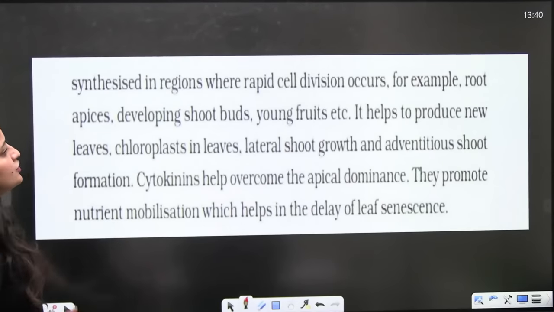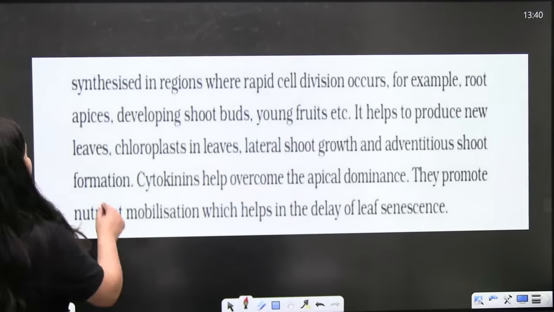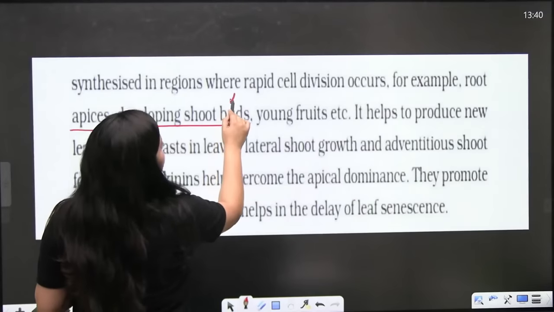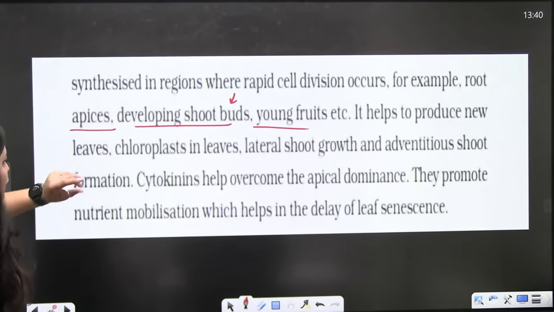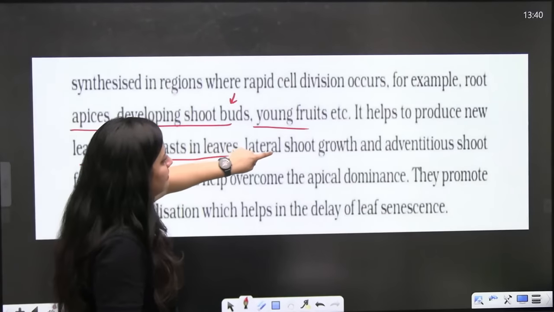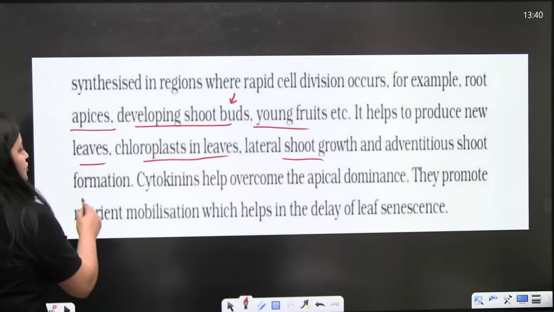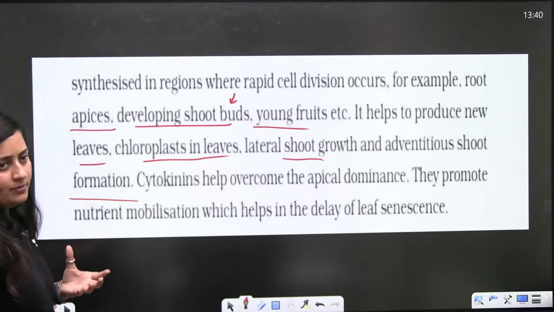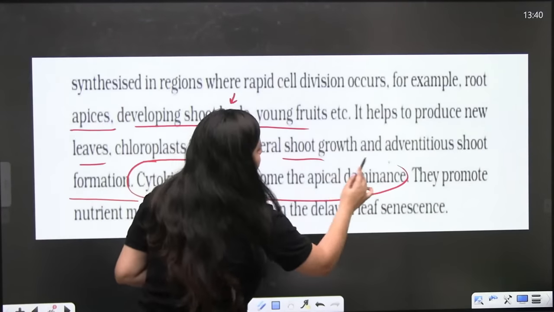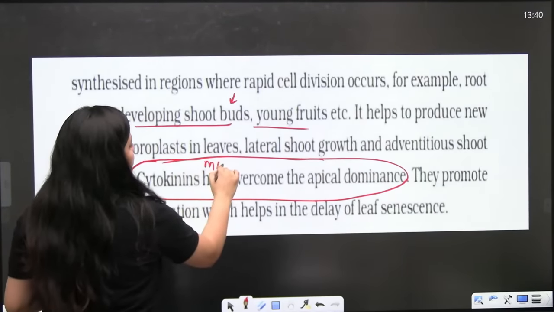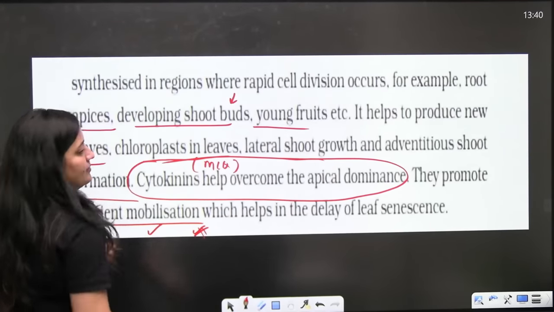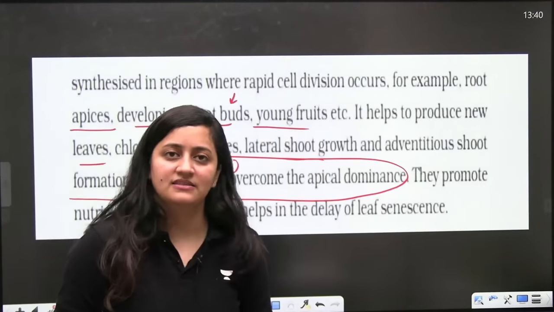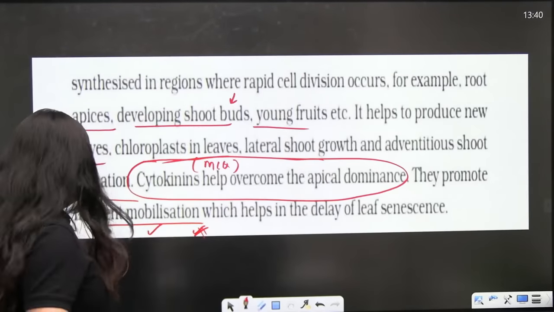So cell division will be increased. Root apices, developing shoot buds, and young fruits all have cytokinin. New leaves, chloroplasts, lateral shoot growth, and adventitious shoots will be formed by that. And I told you, it helps in overcoming apical dominance. Important it is. Nutrient mobilization will be promoted. Senescence will be delayed because of this cytokinin.